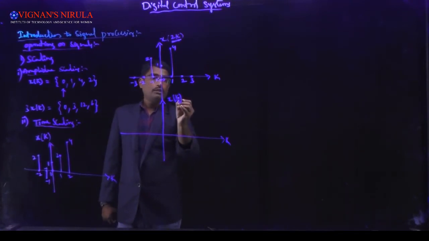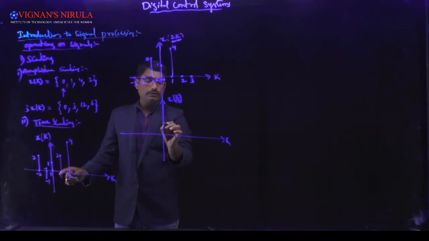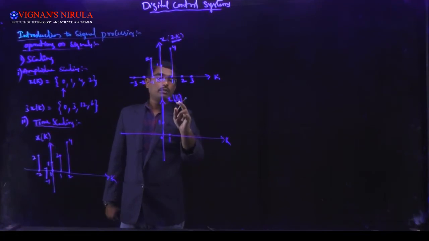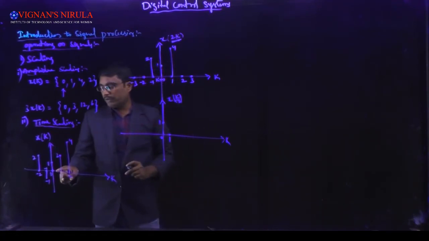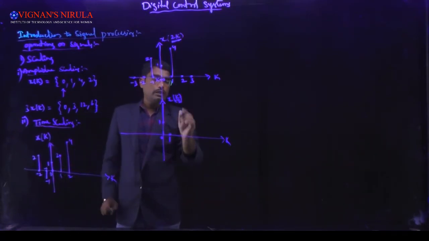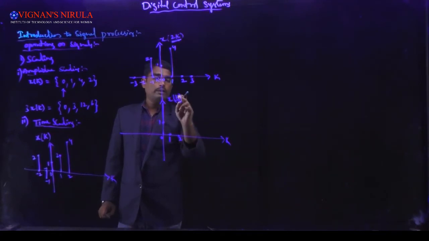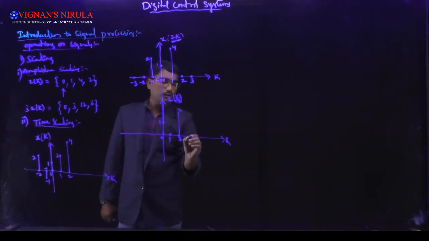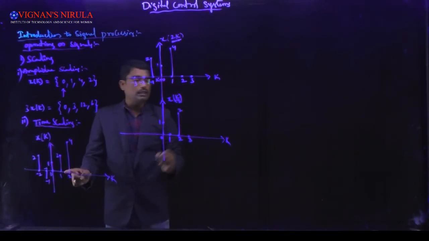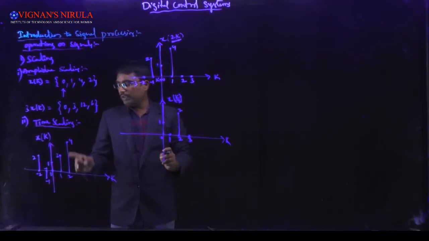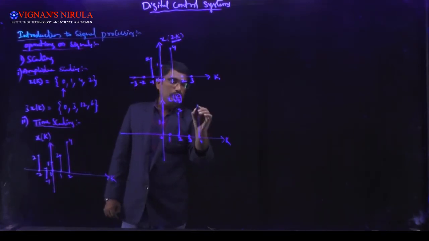Now if you put k equals to 0, x of 0 means 1. If you put k equals to 1, x of 1 by 2, x of 0.5, there is no signal here, that is 0. If you put k equals to 2, x of 2 by 2, x of 1, the value is 2. If you put k equals to 3, x of 3 by 2, x of 1.5, there is no signal here, that will be 0. If you put k equals to 4, x of 4 by 2, x of 2, for x of 2 it is 4. So this is the signal.